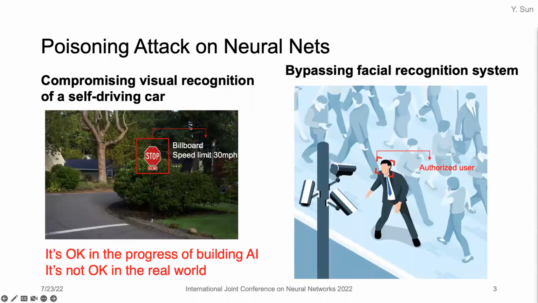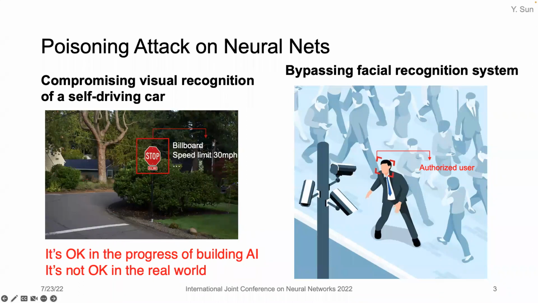First, let's begin with several examples of poisoning attacks on neural nets. In multi-class classification, an adversary aims to compromise the system such that instances from a specific class will be misclassified. For example, in the real world, a self-driving car that recognizes a stop sign could be compromised such that the prediction of the stop sign will be wrong. An attacker wants to bypass the facial recognition system such that a criminal will be recognized as an authorized user.